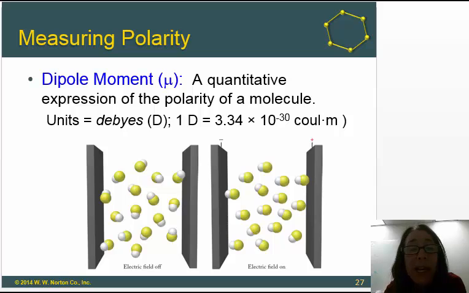Now, dipole moments can actually be measured, and the units we use for dipole moments are debyes, capital letter D. This shows a graphic of part of the apparatus that is used to measure a dipole moment. Molecules in the gaseous phase are placed in an electric field, and if the molecule is polar, then the positive end of that polar molecule will become attracted to the negative plate here, while the negative end of the molecule will be attracted to this positive plate.